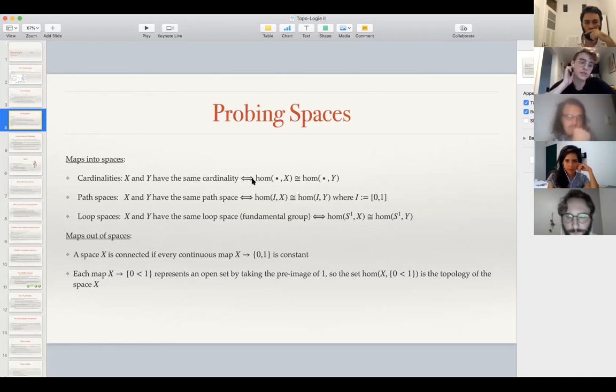Another one obviously is a path space, where you can look at all of the functions into a space from an interval, and look at to what degree they're equivalent as path spaces, in terms of how they can support different paths and which paths exist. So for example, an interval will have a pretty small path space. But if we look at the plane, it's going to be quite large.